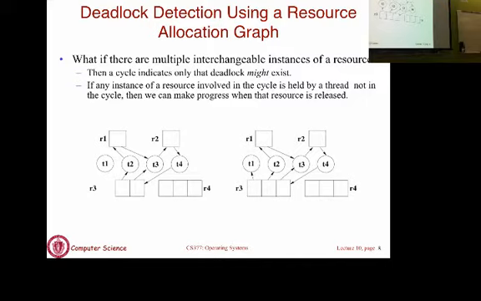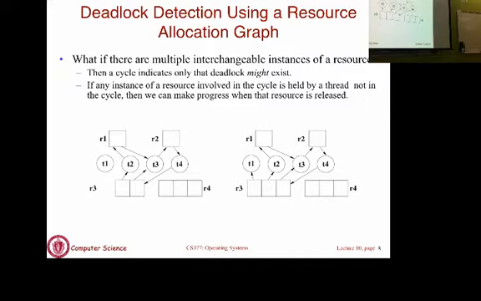Here is an example. You will see that there is not a deadlock, but there is a cycle, where R3 is assigned to T2, T2 is requesting R1, R1 is held by T3, which is requesting R4, which is held by T4, and T4 is requesting R3. So there is a cycle in this loop.